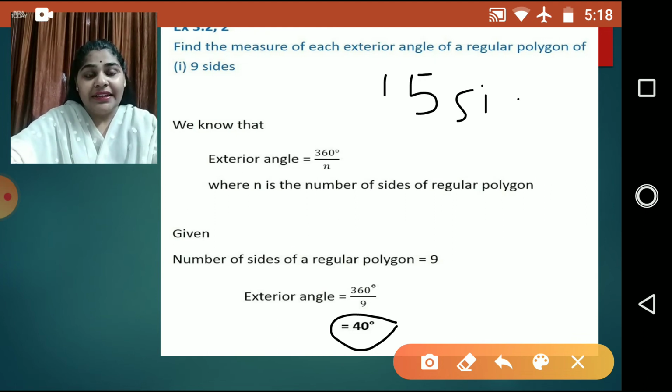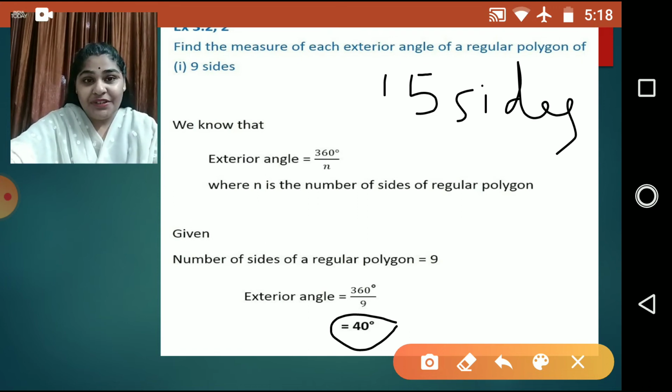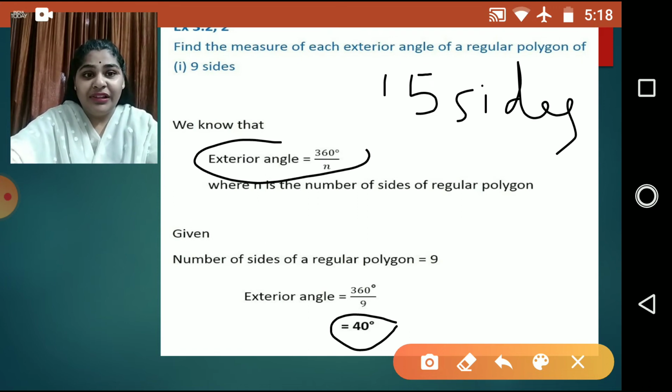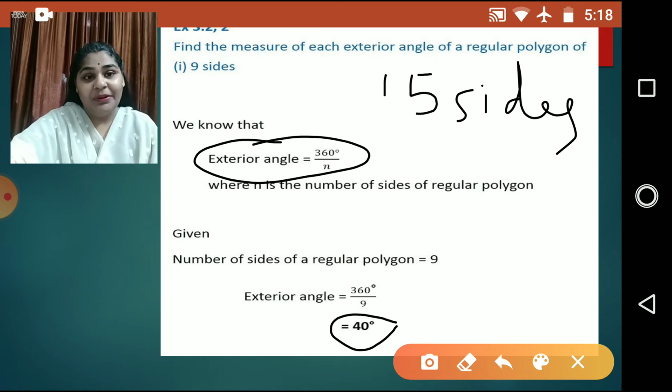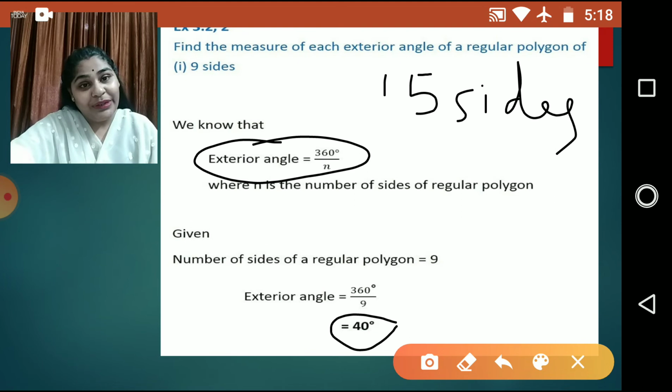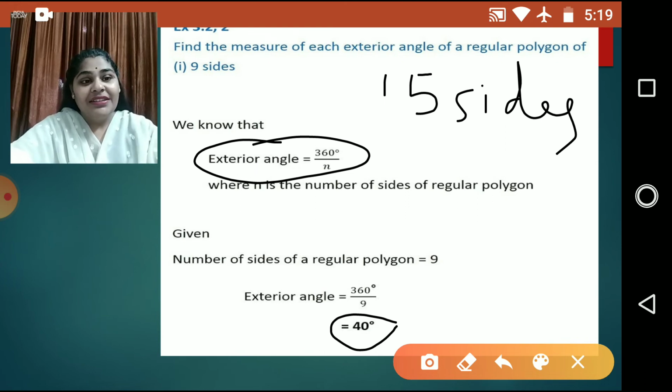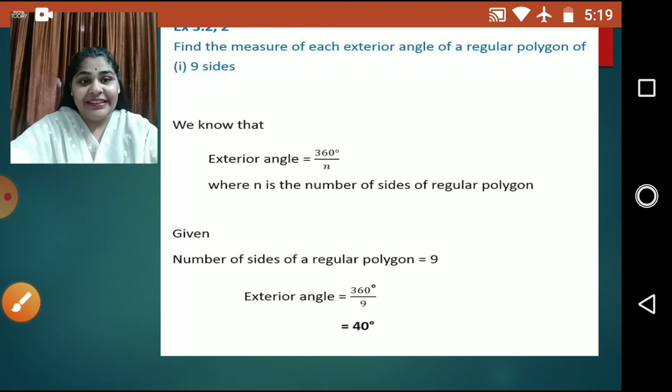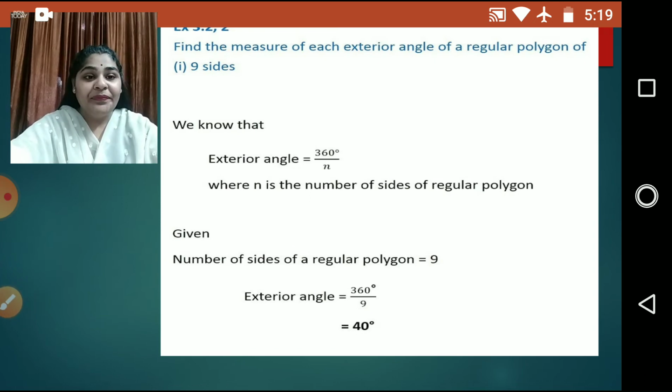In the second sum it is given 15 sides. So you have to just substitute in this formula, that is exterior angle is equal to 360 degrees divided by n. So 360 degrees upon n is nothing but 360 upon 15, and that will be equal to 24. So each exterior angle is 24 degrees. I hope you got this right. The second one you can solve on your own, children, that is the 15 side sum.